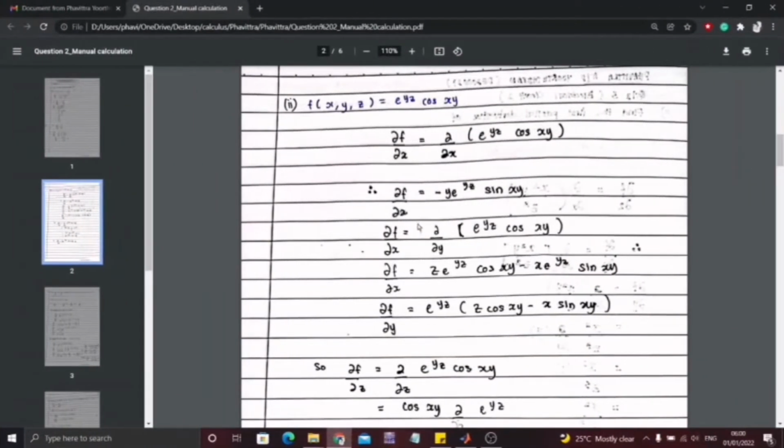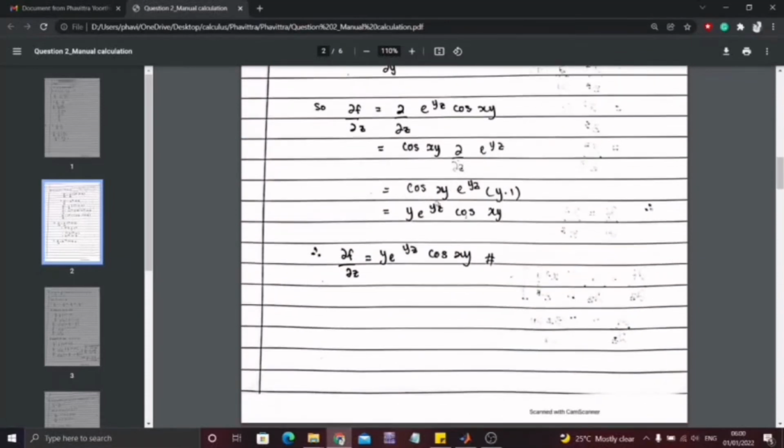Following this is part 2 of question 2a, f of x, y, z equals e to the power of yz cos xy. By doing the working, the final answer by finding the first partial derivative is y e to the power of yz cos xy.